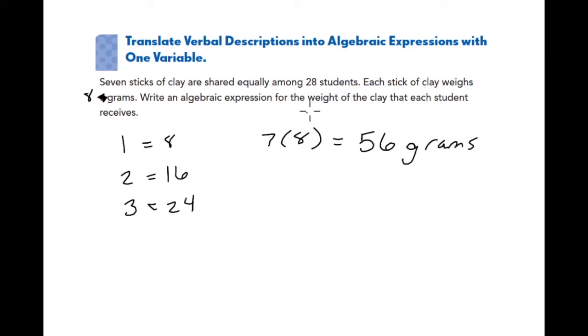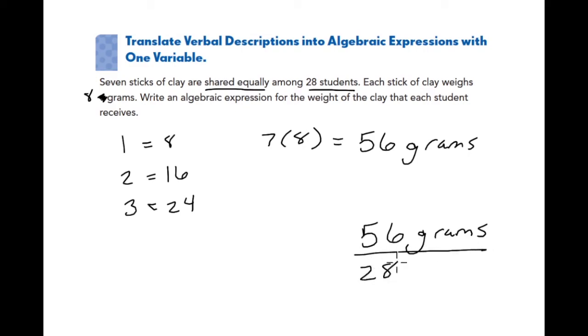Now what we want to do is we want to split it equally amongst 28 students. So to split something equally, we would use division. So I'm going to take that 56 grams and I'm going to divide it by 28. And when we divide here, 56 divided by 28, that leaves us with 2 grams, which means that each student would get 2 grams of clay.